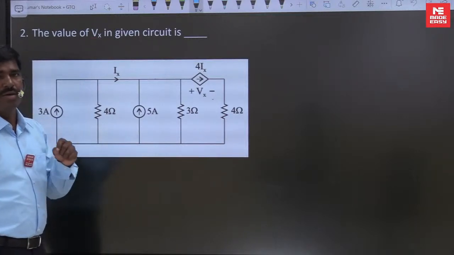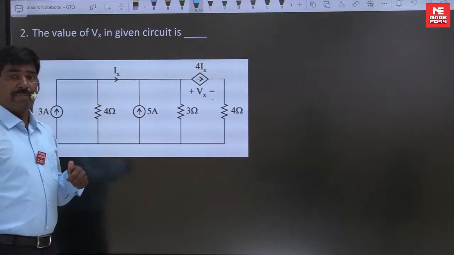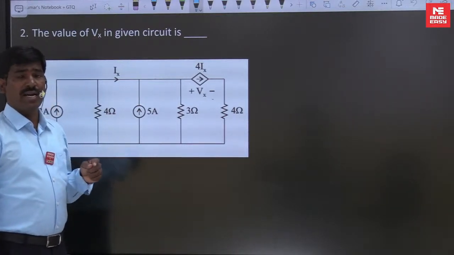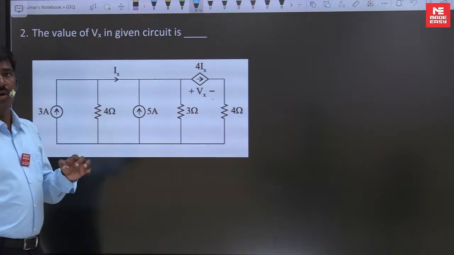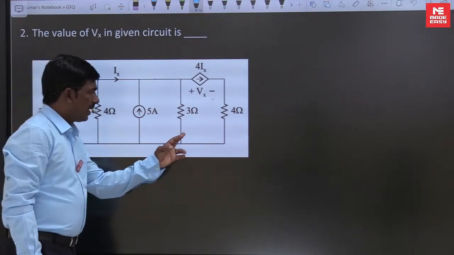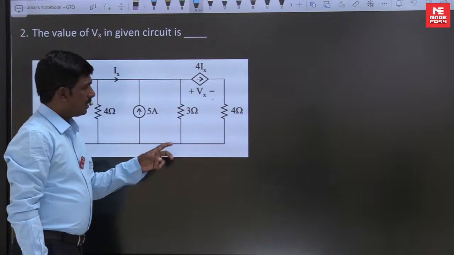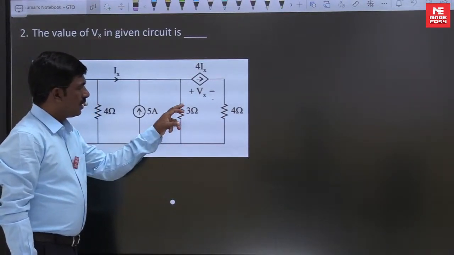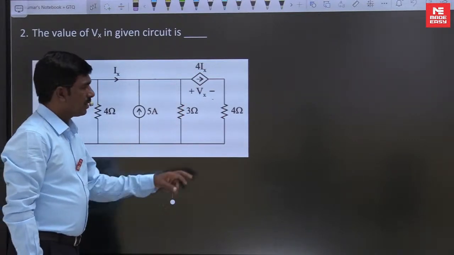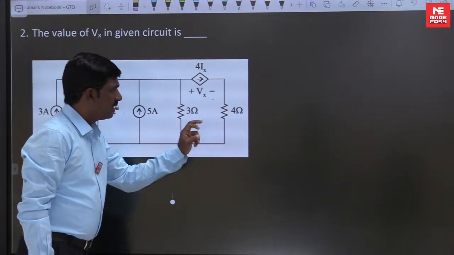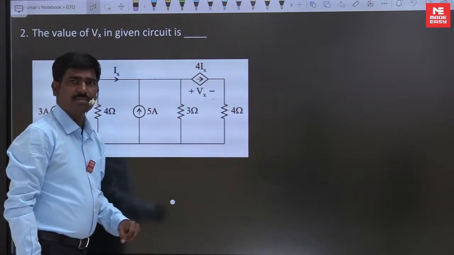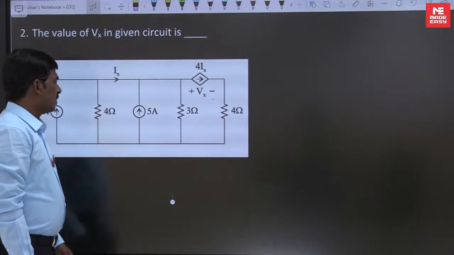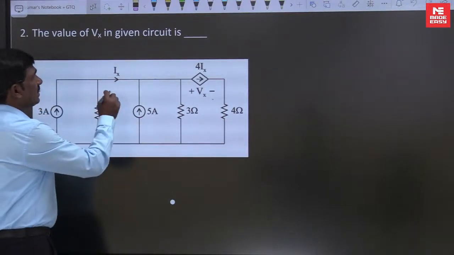KVL is useful for any type of circuit. Especially if you want the voltage across a current source, apply KVL only. If you apply KVL in this loop, first find the current through the 3 ohm and the voltage across it. The current through the 4 ohm is 4Ix. First find the value of Ix. Here Ix is flowing.